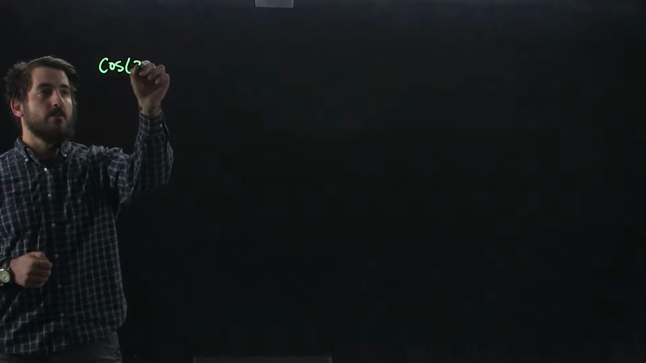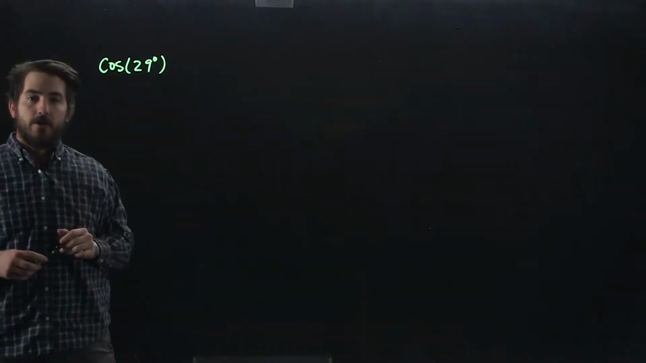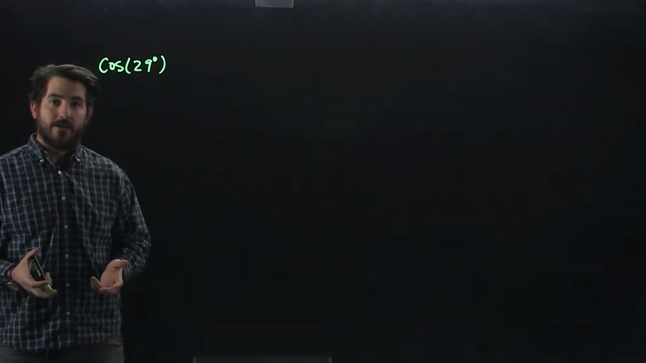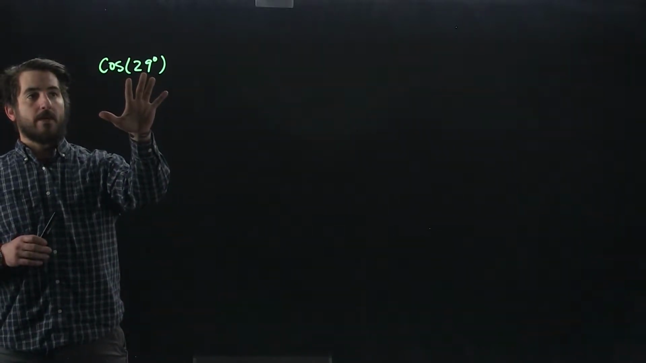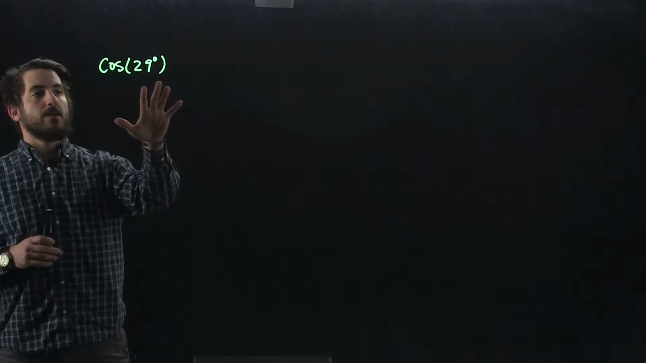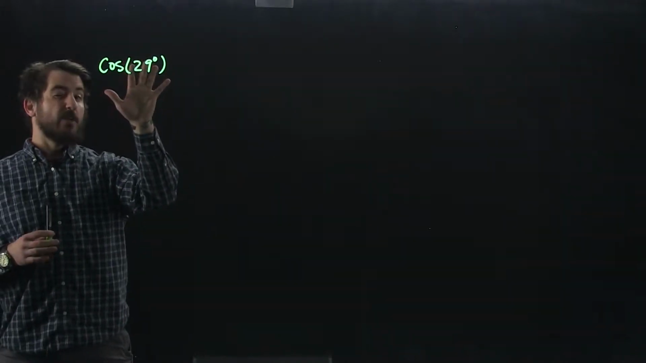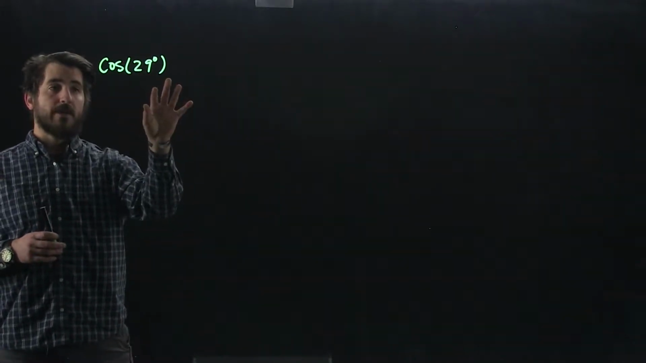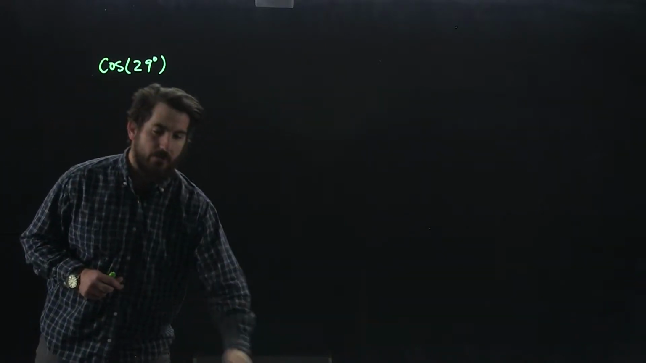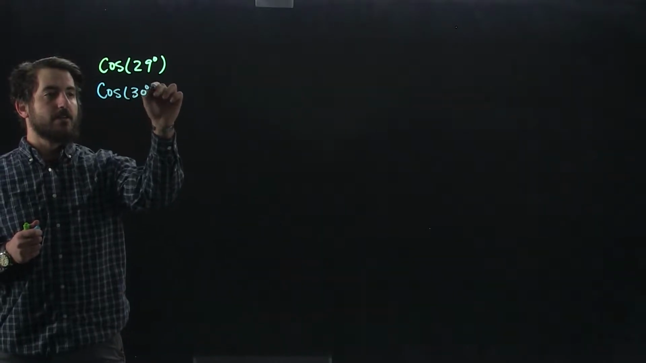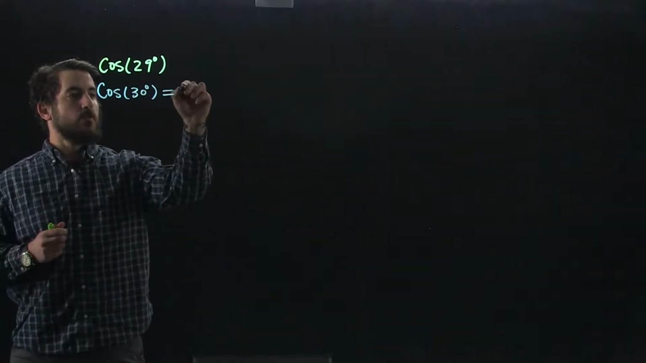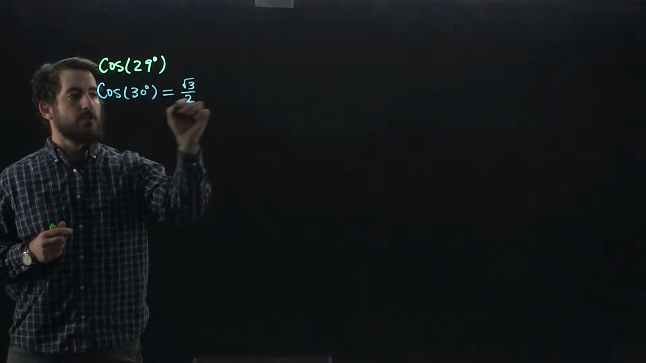Hello, today we're going to be talking about how to approximate the value cosine of 29 degrees using the linear approximation. So we want to approximate the cosine of 29 degrees. First, we want to know what is a value we do know that's close to 29 degrees. Well, we do know cosine of 30 degrees is equal to root 3 over 2.